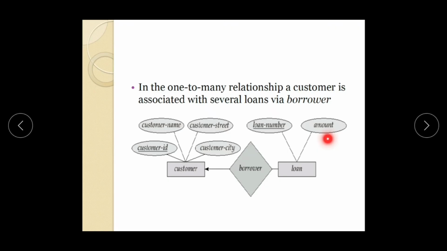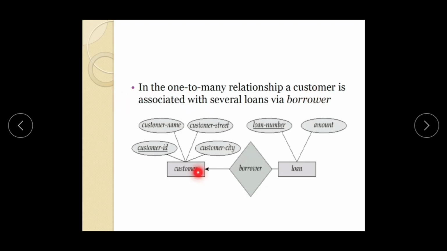This is another example. Look here, they have given a directed line which signifies one, and an undirected line signifies many. So the cardinality ratio is one to many. For one to many, we will write 1 and m here. If you are not providing directed or undirected lines, we will write 1 and m here.